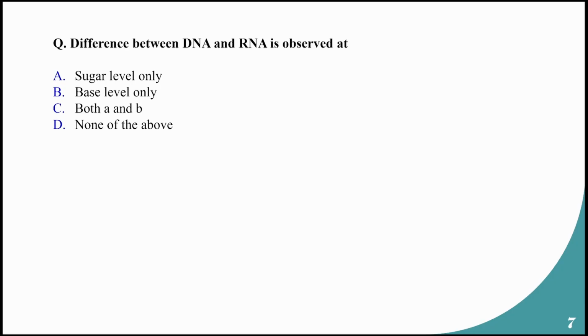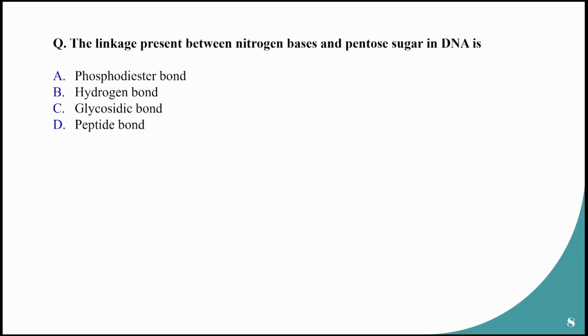So in this question, it was DNA and RNA, the difference, right? Of course, it's both A and B. There are sugar level and base level differences. At the base level, DNA has adenine, thymine, guanine, cytosine, and RNA has adenine, uracil, guanine, cytosine. For sugar we have deoxyribose for DNA, and ribose for RNA. These kinds of simple questions you will also find in your assignments.